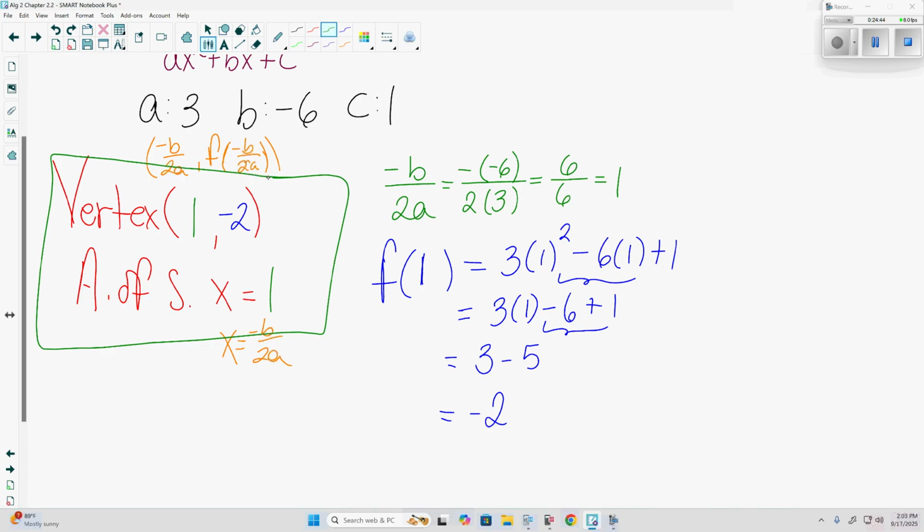So in standard form, to find the vertex and the axis of symmetry, really all we need to find is the value of negative b over 2a. That goes in for the axis of symmetry, the x value of the vertex. Take that value, plug it back into the function, and we have the vertex. And that's it.